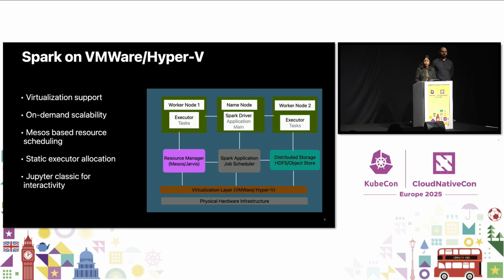Our first evolution was moving to a virtualized environment using VMware. This introduced virtualization support, giving us more flexibility. We gained on-demand scalability, though not fully dynamic. We moved from Yarn to a Mesos-based resource scheduler, as our deployment model was supporting Mesos. At this stage, we had to use static resource allocation because Mesos was not supporting dynamic allocation. We introduced Jupyter Classic for interactivity, which was a significant improvement for our data scientists.